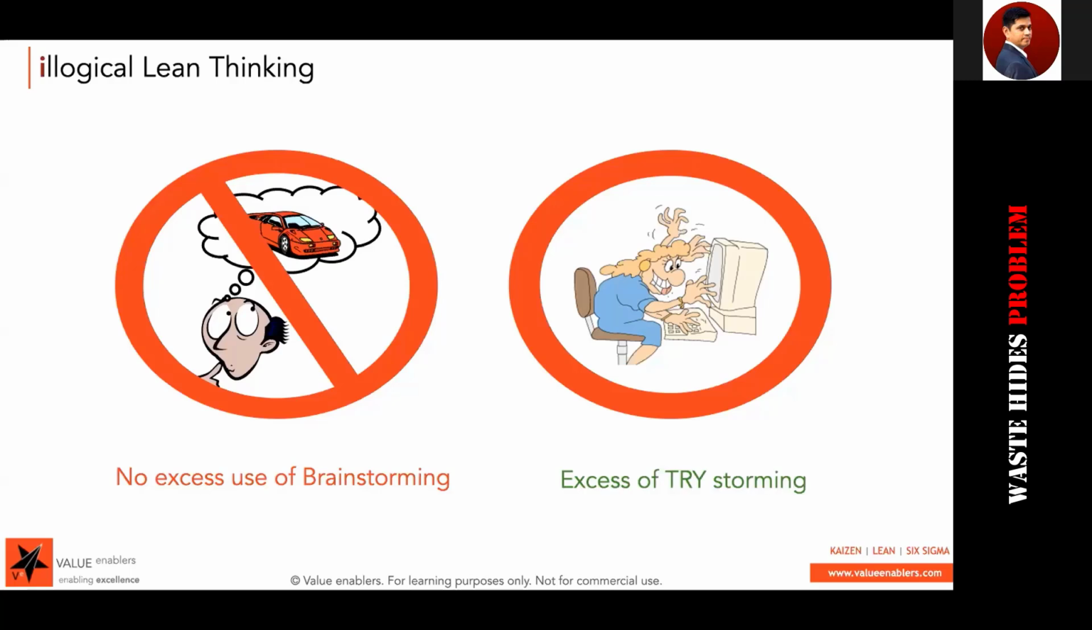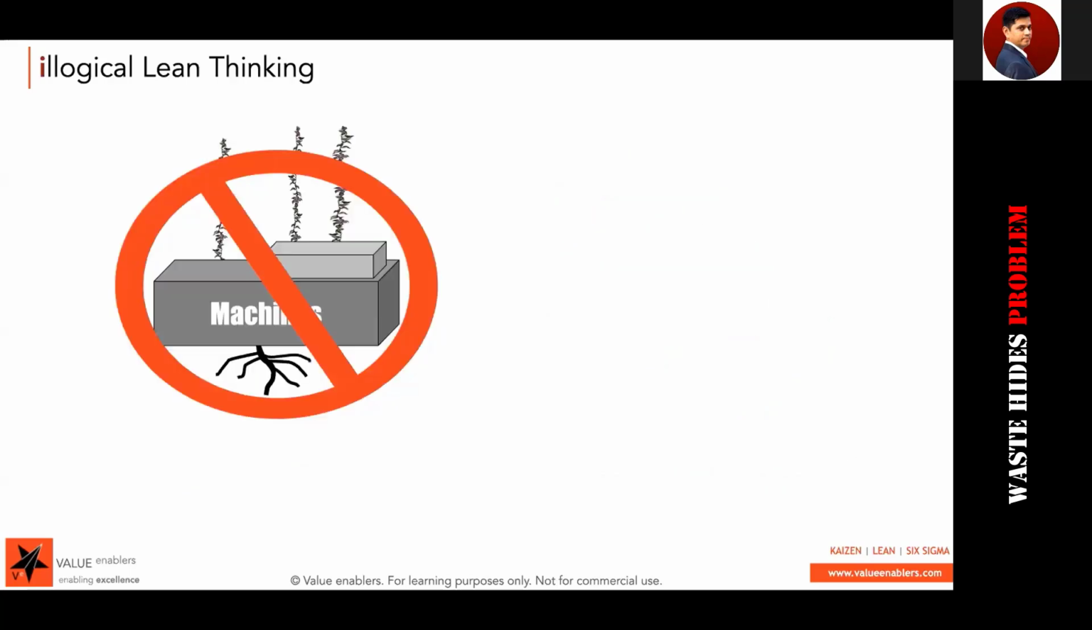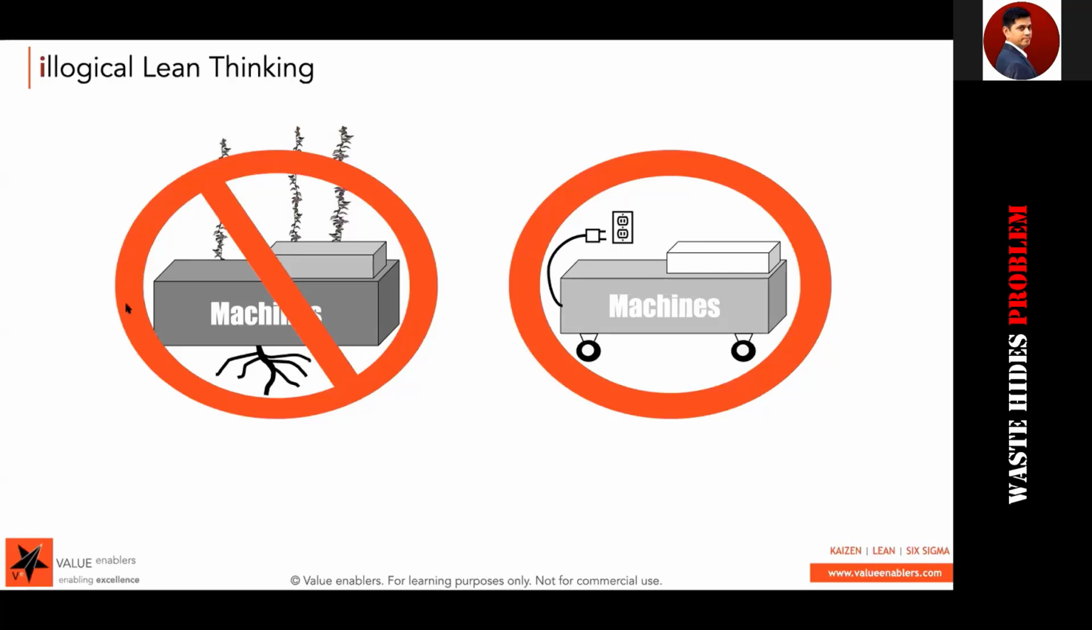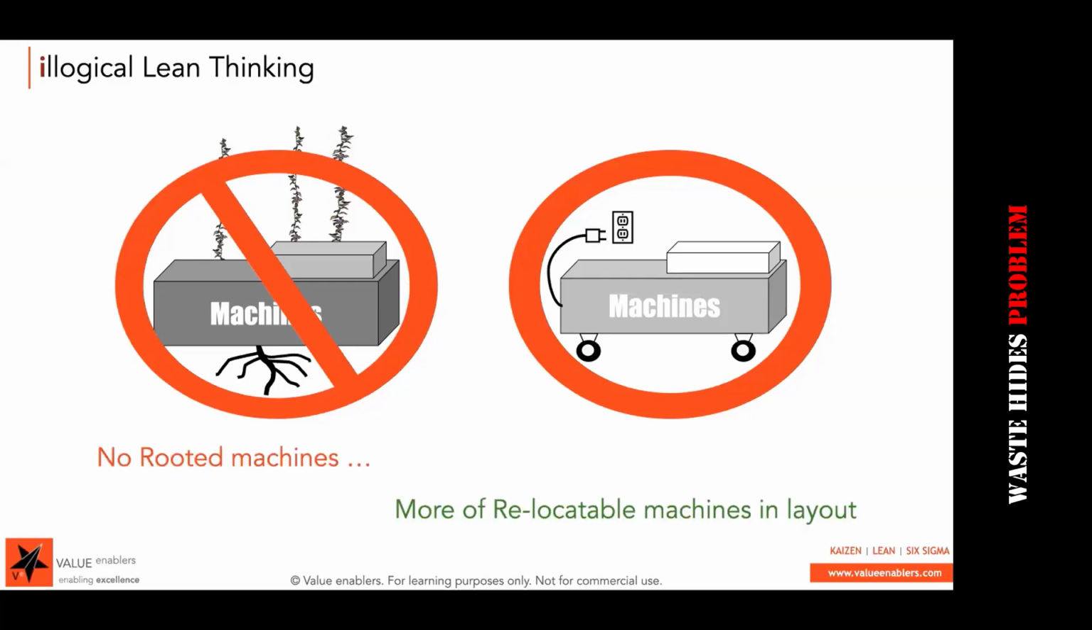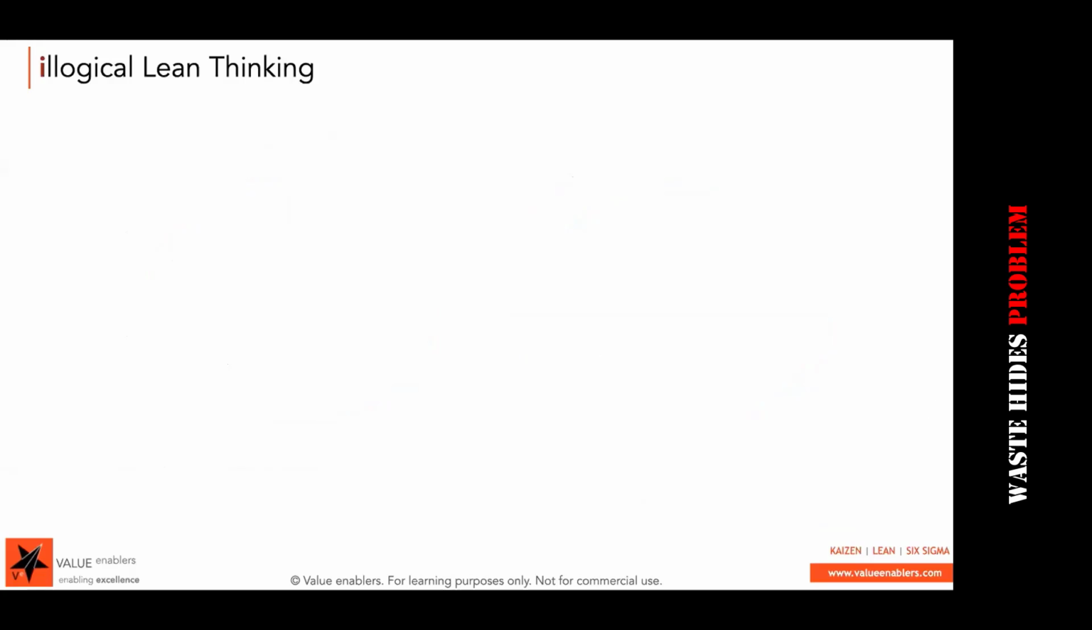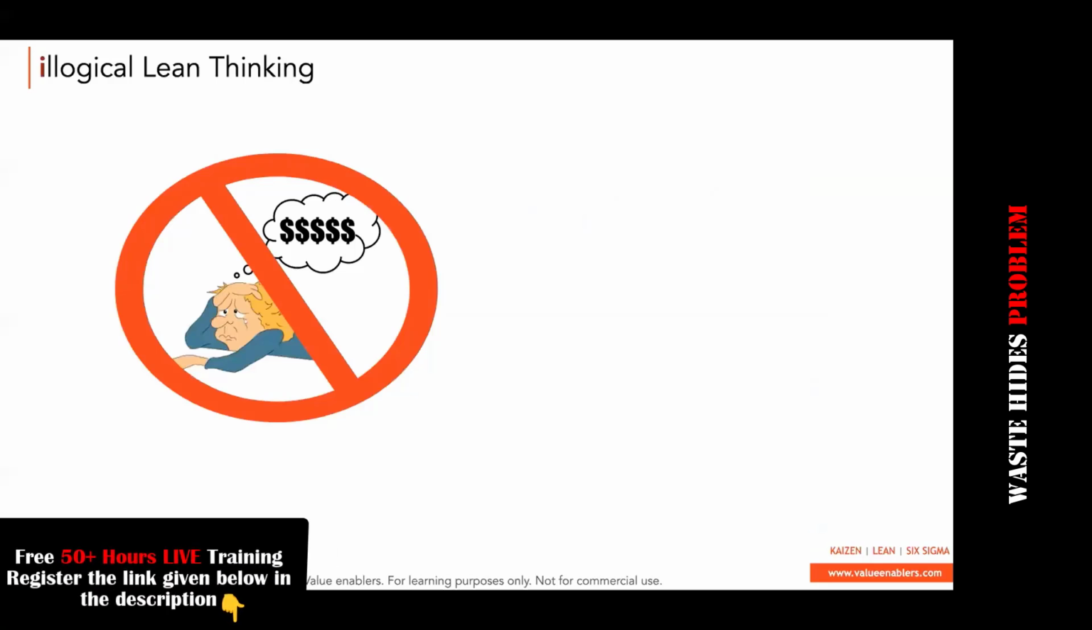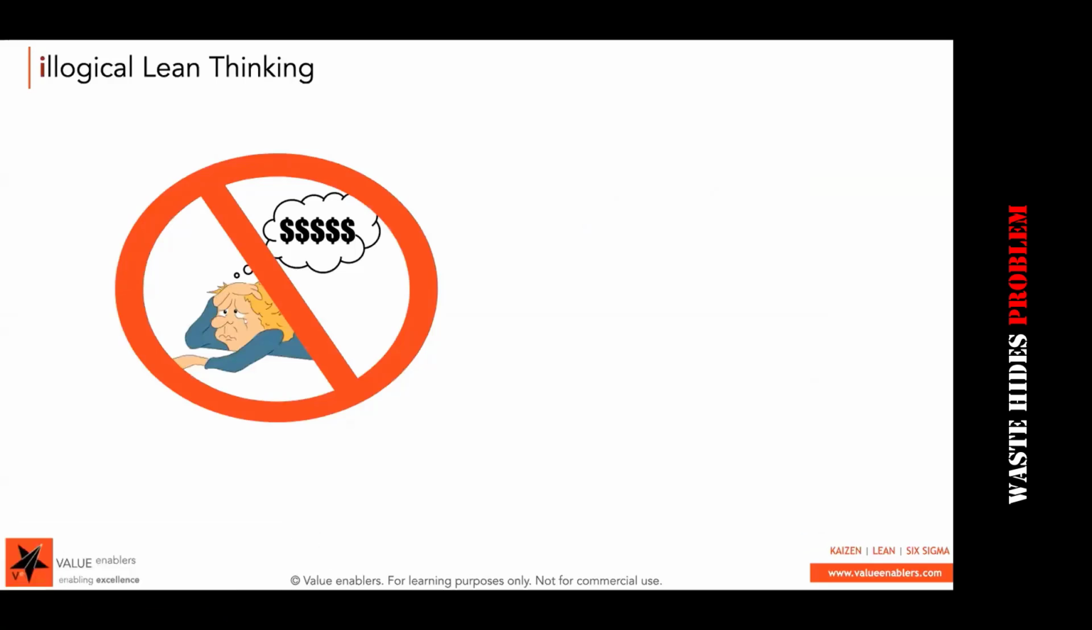So no excess use of brainstorming. Try-storming is important. What does this mean to you? I'll give you 10 seconds. Yeah, flexibility, that's the word I'm looking for. More of relocatable, flexible layout, right? No deep-rooted machines. What is this? What is this guy doing?